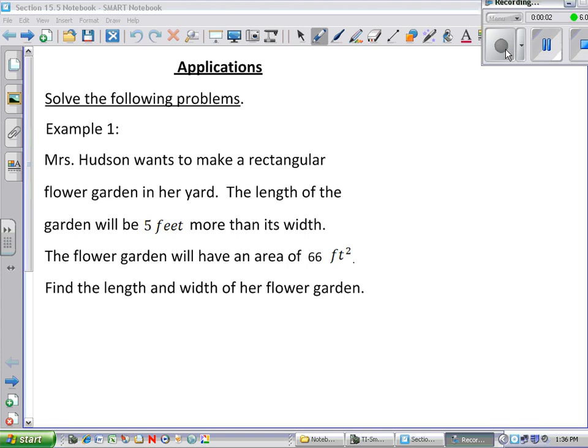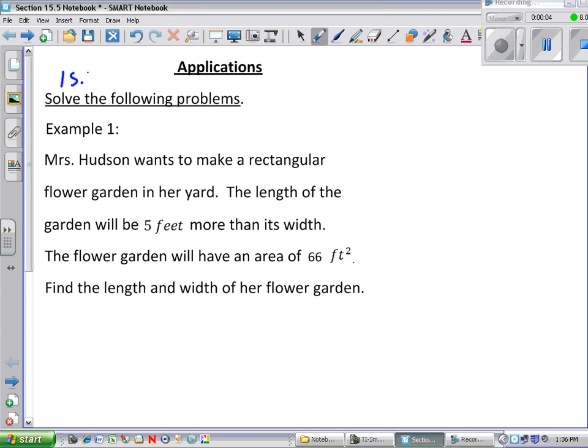This is the last section, section 15.5, in the last module. I know you're excited. Example 1. We're going to be doing application problems.